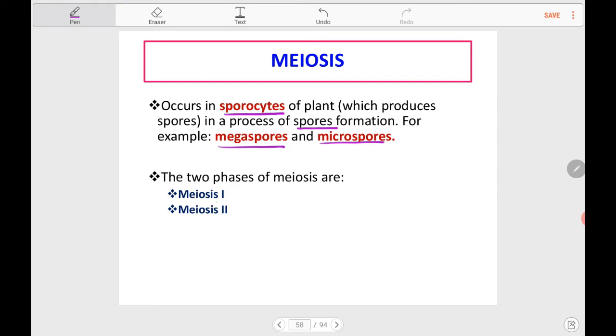There are two phases of meiosis, which is meiosis I and meiosis II. Remember, when you're writing meiosis I, you can only use Roman numerals. Never write it as number 1. Tak boleh. Meiosis II pun sama, kena guna huruf Roman. Tak boleh guna nombor 2.